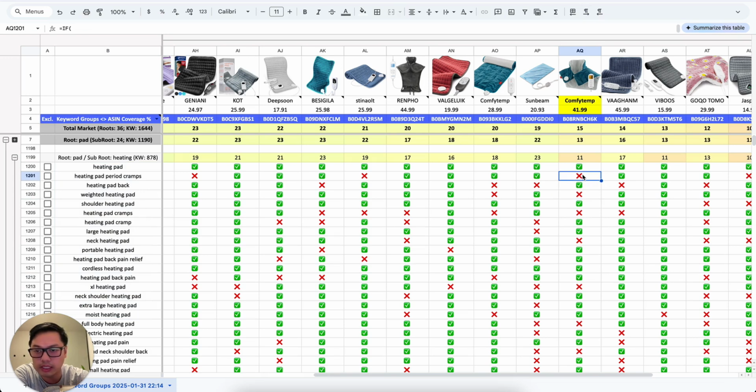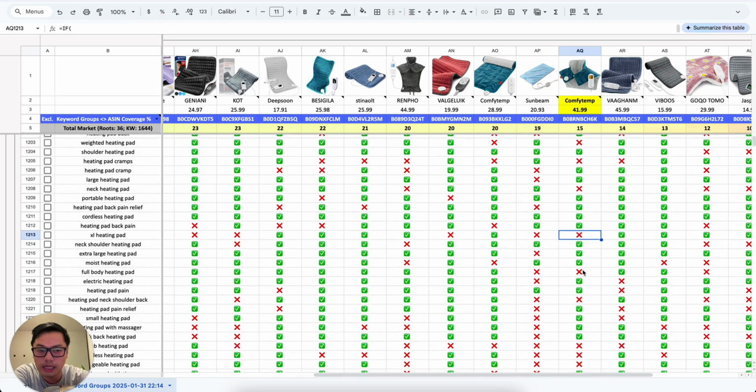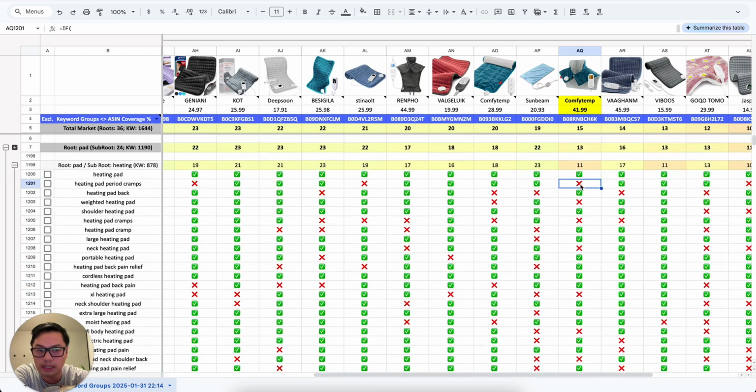Here it says heating pad, period cramps. It says weighted heating pad cramps. So I'm just looking for any commonalities. If you see a lot of X's for similar words like cramps, I'm going to dig into it and try to understand. Maybe that's a market that I need to go after.